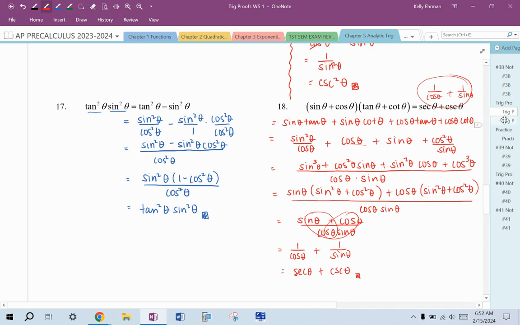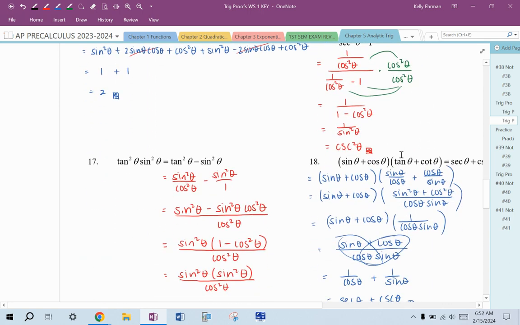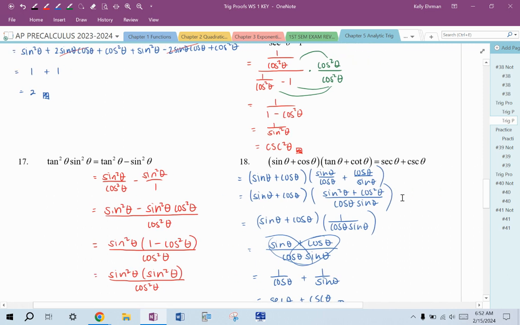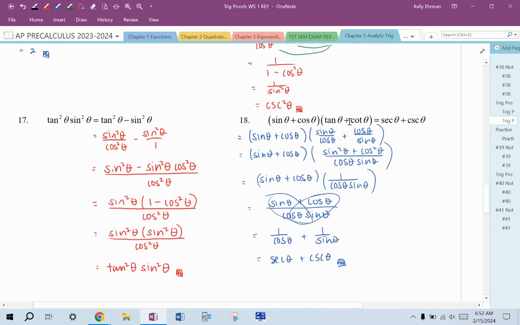Let's take a look at number 18. How did I do it on the key that I posted? Okay. On the key that I posted, take a look at this. Here's another way to do this one. You can add tangent and cotangent together first, and that makes things a lot nicer. So notice how I still ended up here in the end.